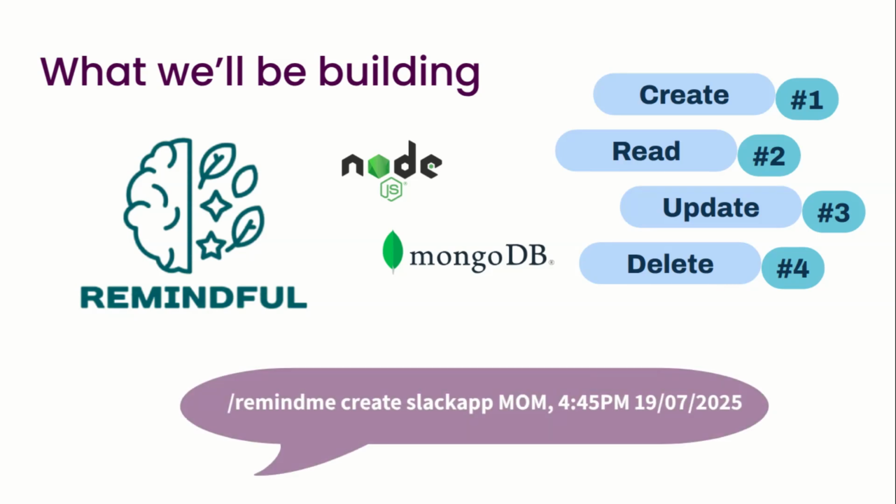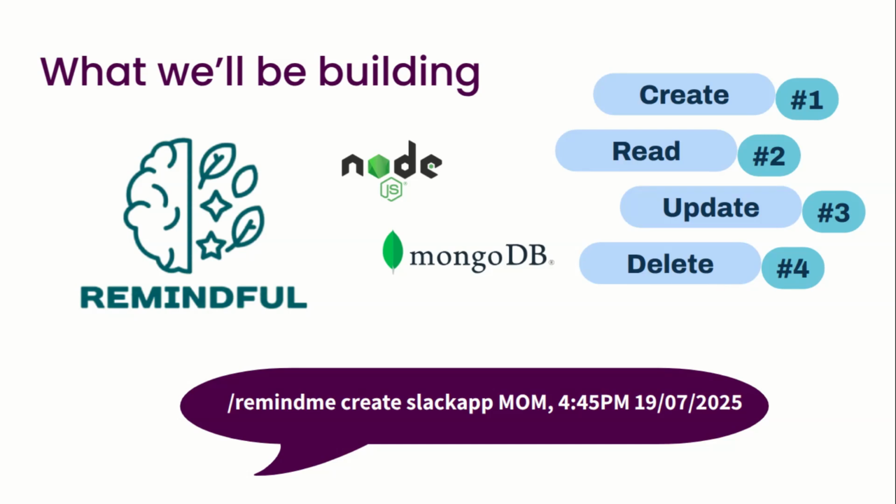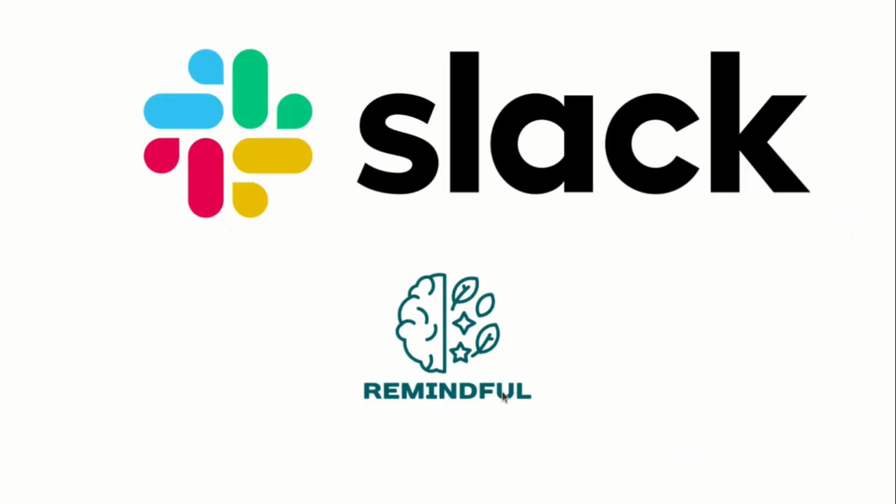Let me give you a brief look at how we can use the slash commands. We are going to use /remind me, and you can write down what exactly you want to be reminded of. Supposedly, create Slack app MoM, like minutes of meeting. You can write that, put a comma, and write the time at which you want it to remind you, right? So we are going to build this.